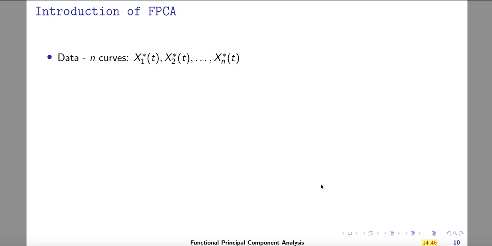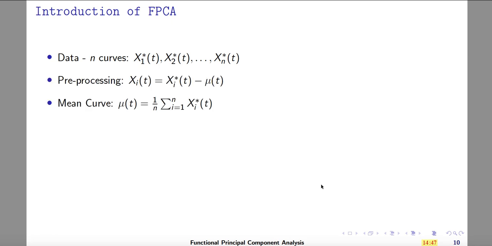Now let's go into some details of functional principal component analysis. Suppose we have n curves, x_1*(t) to x_n*(t). After we get these curves, we first do pre-processing. We first get rid of the mean of the curve. We have this mean curve mu(t), and we remove the mean curve from each curve and denote this centered curve as x_i(t). For FPCA, we always work on the centered curves.